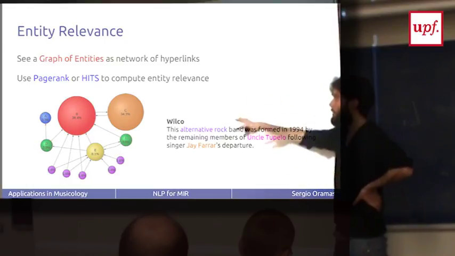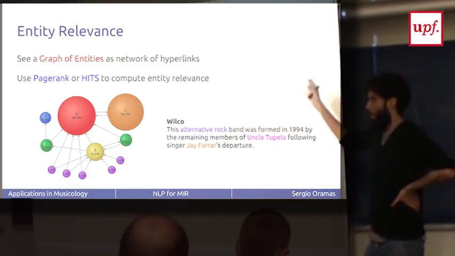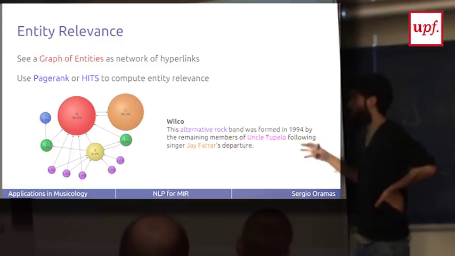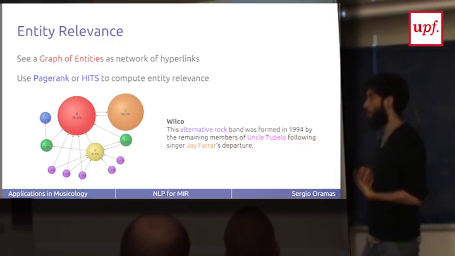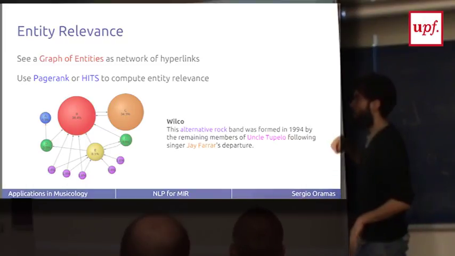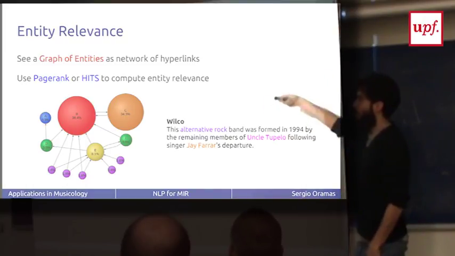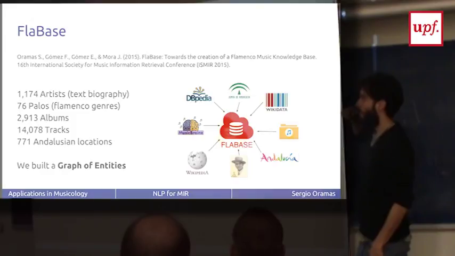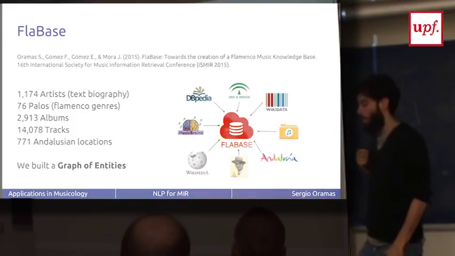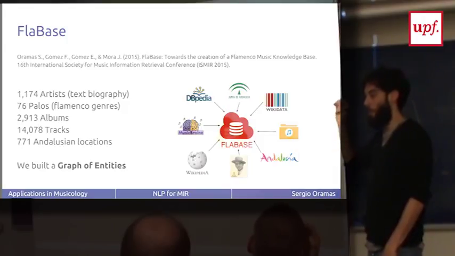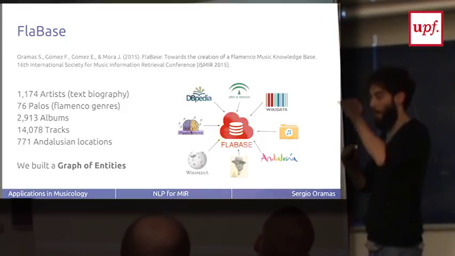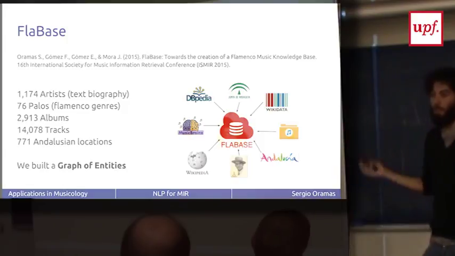So we can use algorithms that are used for search engines to rank these using the network of hyperlinks, like Google does with PageRank. So we build first the graph of entities, and then apply PageRank. That's the idea. And get the relevance of the entity. We have a score for each node in the graph, and then we rank them, and then, okay, this is the most relevant entity.